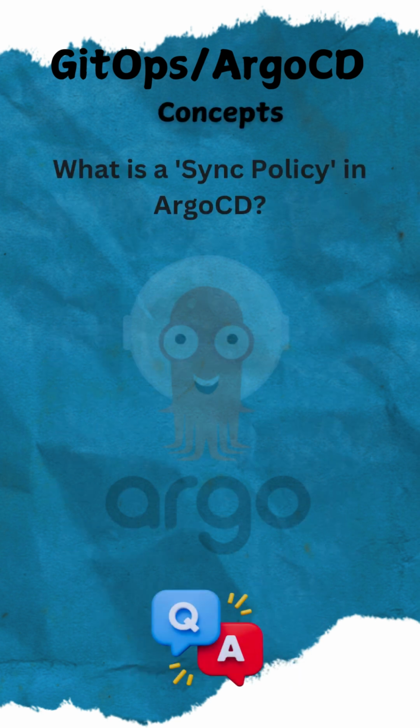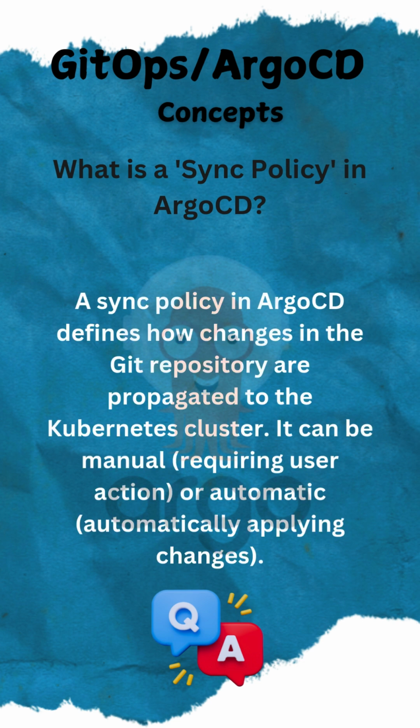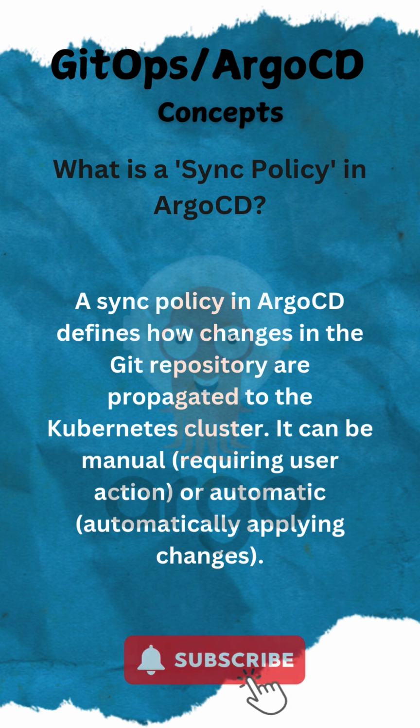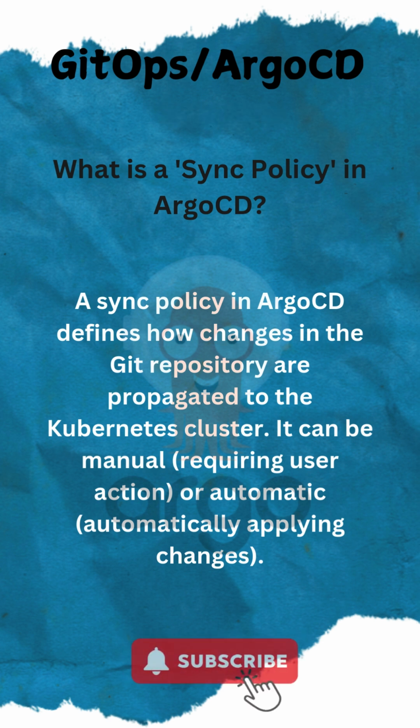What is a sync policy in ArgoCD? A sync policy in ArgoCD defines how changes in the Git repository are propagated to the Kubernetes cluster. It can be manual, requiring user action, or automatic, automatically applying changes.